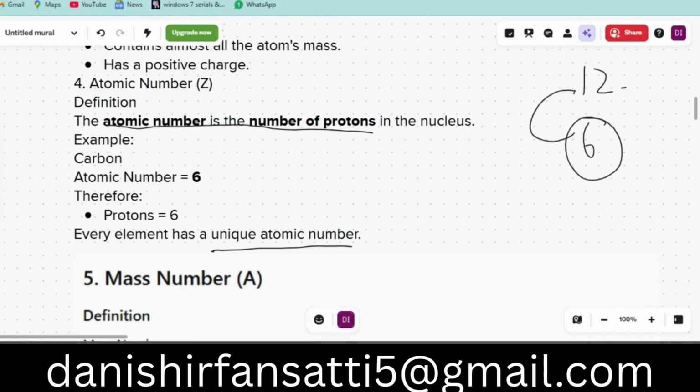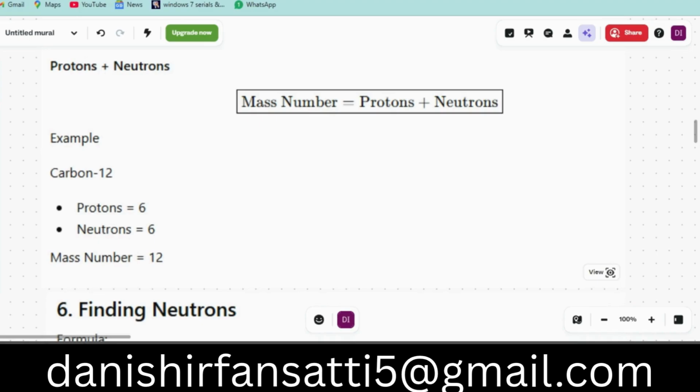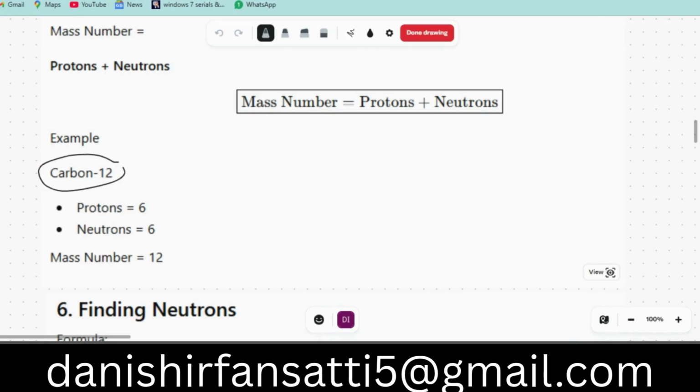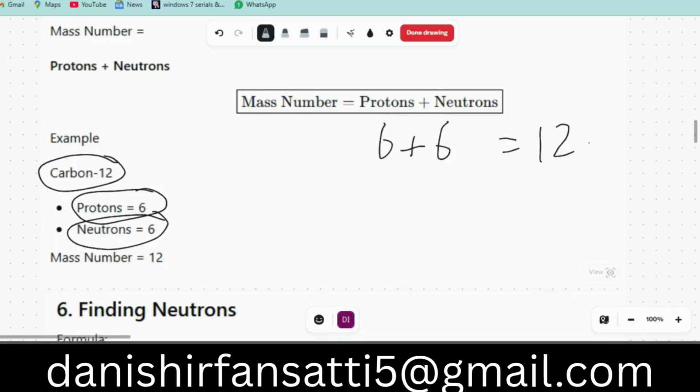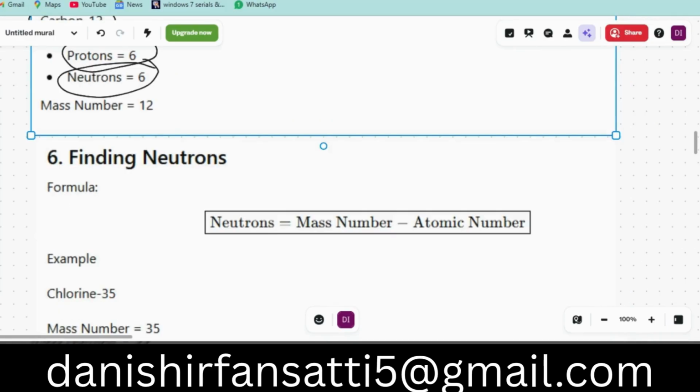Now, mass number. Mass number is simply the total mass, that is protons plus neutrons. For example, carbon has a mass number of 12. So it has 6 protons and 6 neutrons. When you add 6 plus 6, that will give us 12. Okay, that's it.